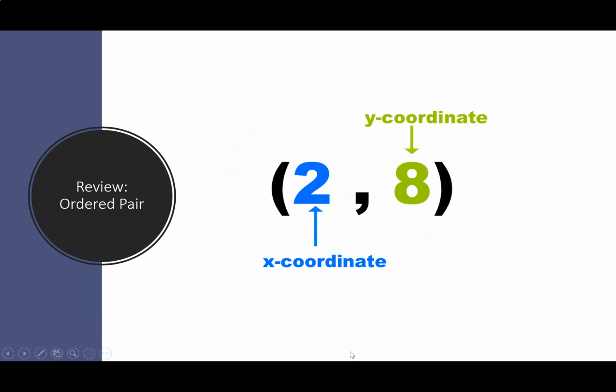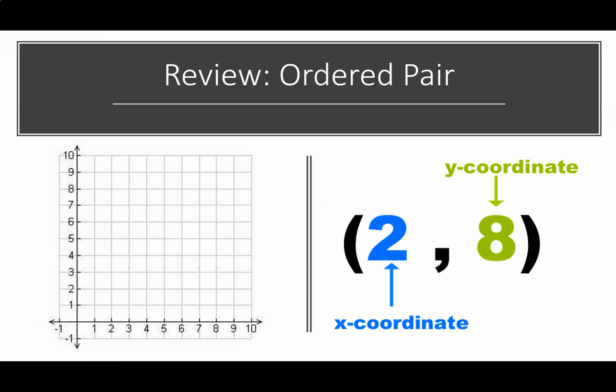When we list x and y coordinates in an ordered pair, the x coordinate is always listed first, the y coordinate is listed second, and they are separated by a comma. To graph an ordered pair, let's first find our x coordinate. Our x coordinate is 2. Remember, the horizontal axis is our x-axis. Here is 2. Our y-coordinate is 8. Let's find where those two meet. 2, 8, whoops, is right there.